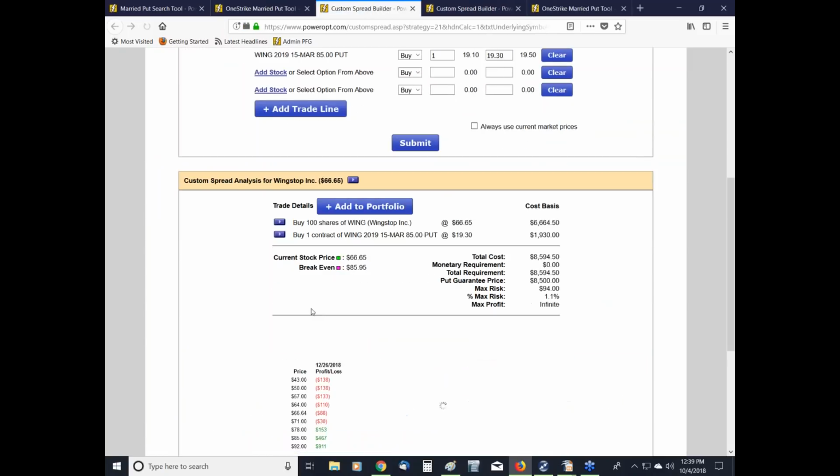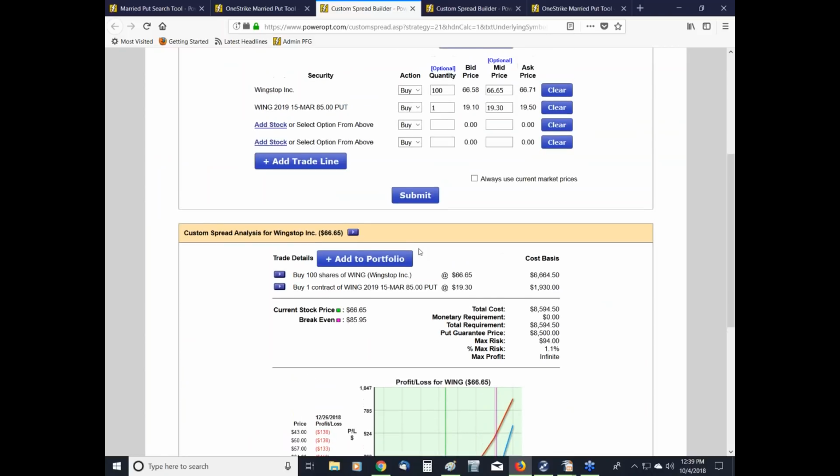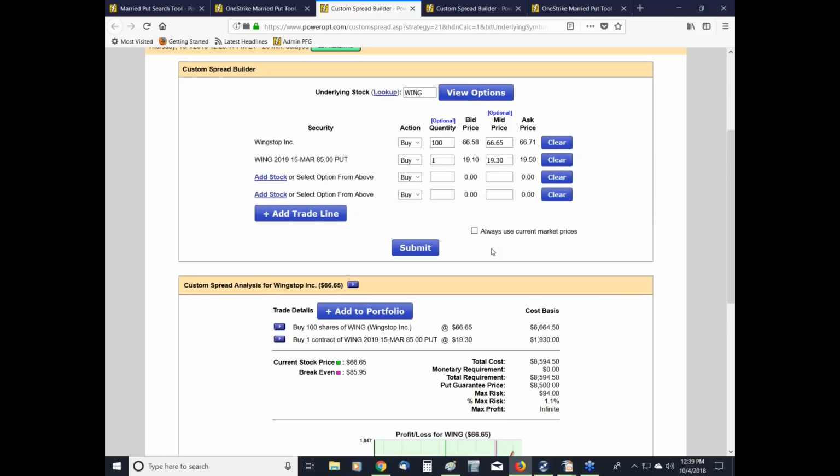Well, this is why the blueprint is important, because it discusses not only what the 12 different income methods are, but how not to use them. It's pretty expensive too, so I could buy stock at 66, 65. I could buy a March 85 put for around 19.30 at midpoint, I've got a risk at midpoint of only $0.94, 1.1%. I should be able to make up 94 cents right now, even with October only 17 days away.